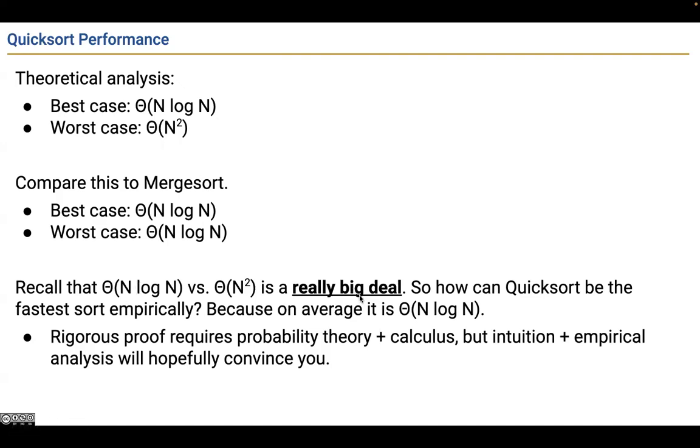Well, it turns out that for almost all arrays in the world, Quicksort has n log n expected runtime. So that's what we'll be showing next. But before that, thoughts on the worst and best case?